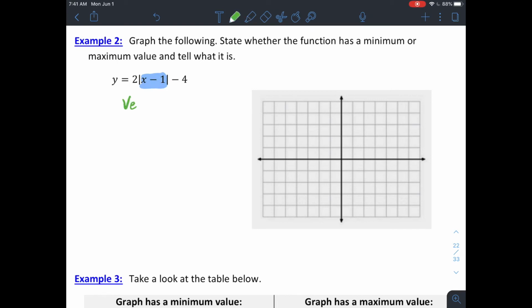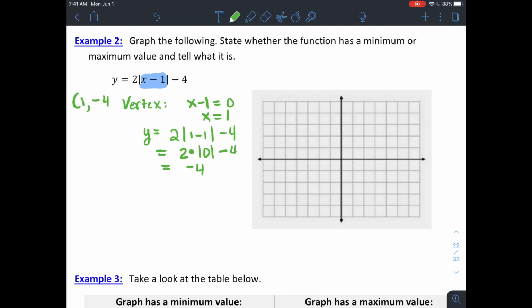So again, find your vertex, and your vertex on this one is going to have an x value of 1. Plug it back in. Make sure you follow order of operations. Inside your absolute value is 0. 2 times the absolute value is 0, and 0 minus 4 is negative 4. So my vertex is at 1, negative 4. And then some more points. I'm going to do negative 1 and 0.